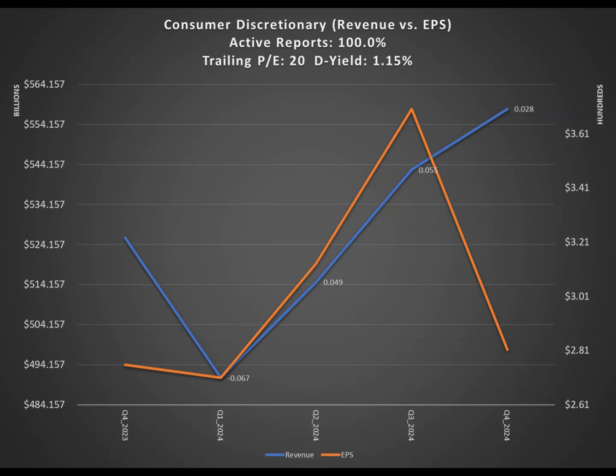Distributors. Leisure products. Home improvement retail. Apparel, accessories and luxury goods. Home furnishings. Apparel retail. Other specialty retail.